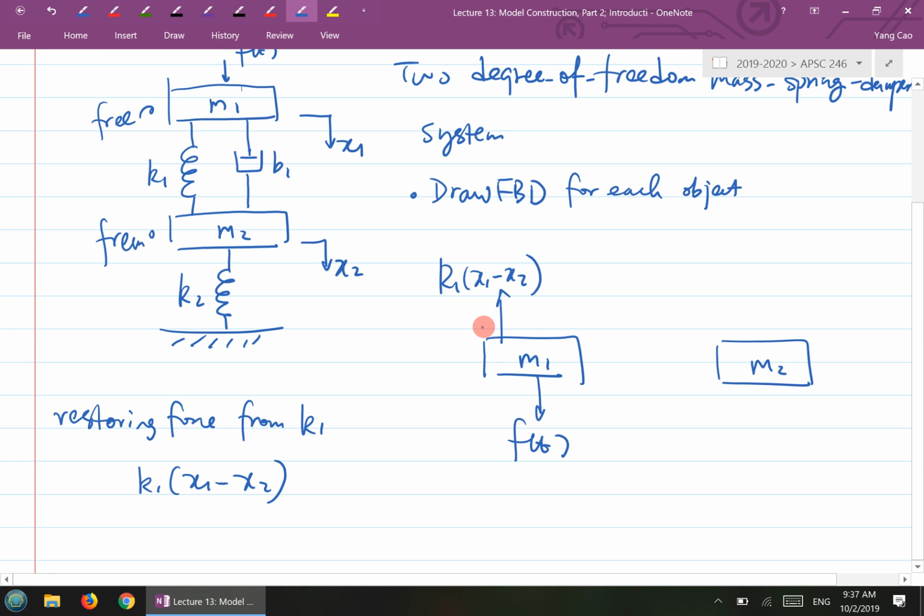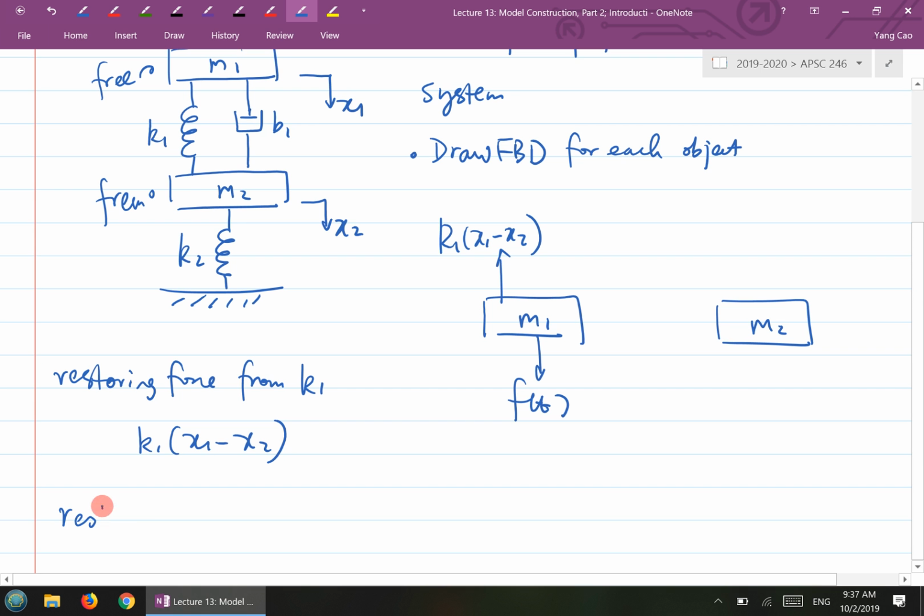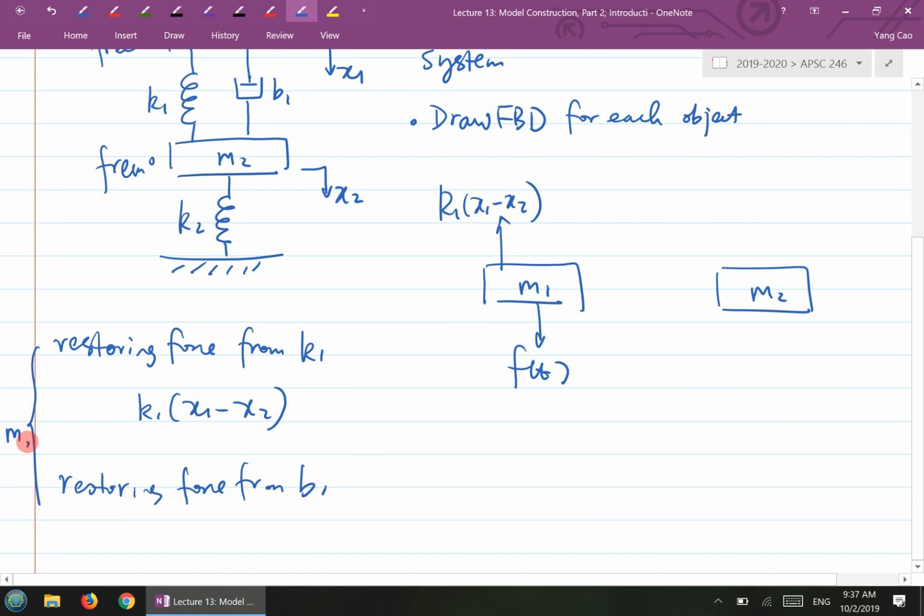So this is the restoring force from spring K1, and then the restoring force from the damper B1. Now, here I'm talking about mass number 1. For B1, you have B1 times (x1 dot minus x2 dot), and that also goes in the opposite direction of x1. So you write down B1 and here (x1 dot minus x2 dot). The damper restoring force is proportional to the velocity. So the faster it goes, the stronger the restoring or resistance force you will feel. And that's all about M1. So for M1, there are 3 external forces, and that's it. Any question on M1?